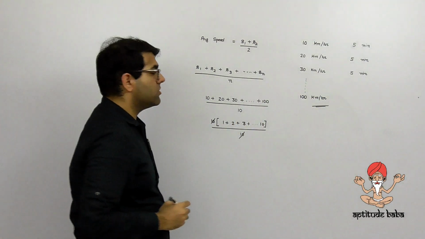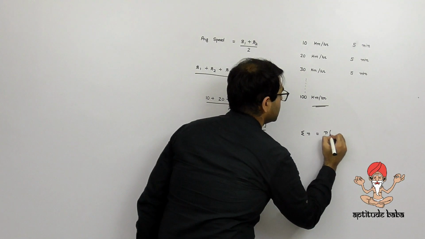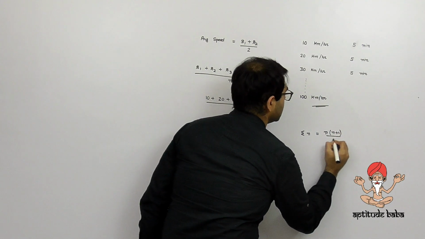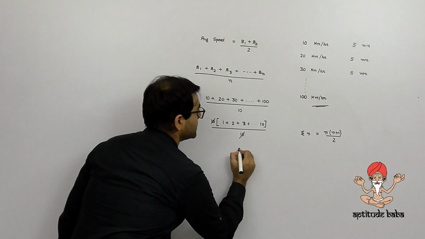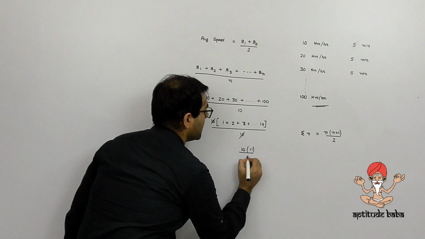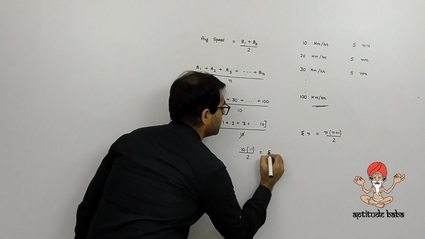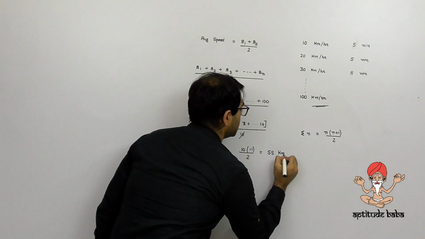Now we all are aware of the formula of summation n. Summation n is defined as n into n plus 1 by 2. So in this case 1 plus 2 plus 3 plus so on up to 10 can be expressed as 10 into 10 plus 1, 11 by 2. Now this is nothing but 55. So my final answer is 55 kilometers per hour.